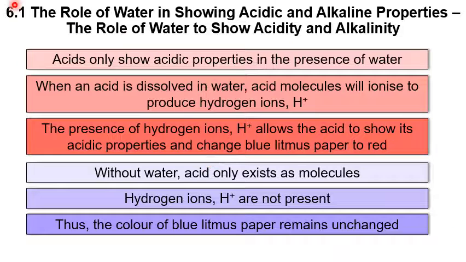From the experiment, we know that acids only show acidic properties in the presence of water. When an acid is dissolved in water, acid molecules will ionize to produce hydrogen ions, H+. The presence of hydrogen ions allows the acid to show its acidic properties and change blue litmus paper to red. Without water, acid only exists as molecules. Hydrogen ions are not present. Thus, the color of blue litmus paper remains unchanged.